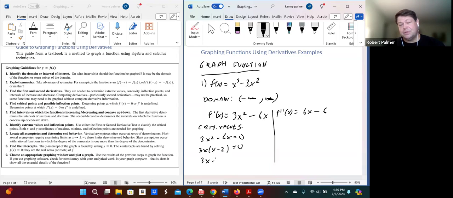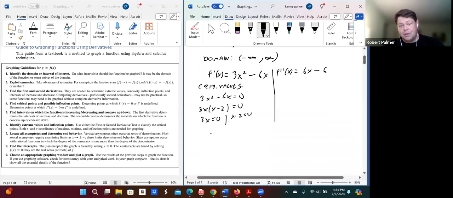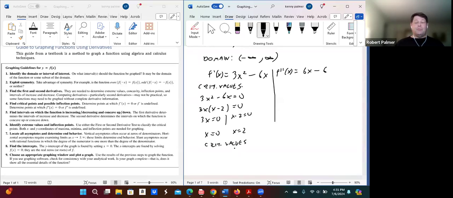Set each factor equal to 0. And so our critical values for this one are going to be x equals 0 and x equals 2. So those are our critical values, the places where the derivative is 0. This could be local maximums or minimums or neither, but those are critical values.